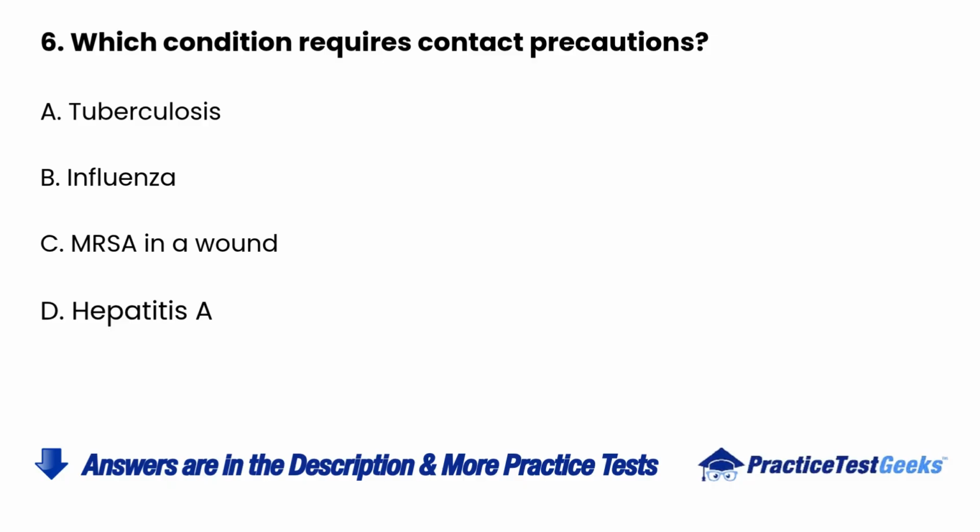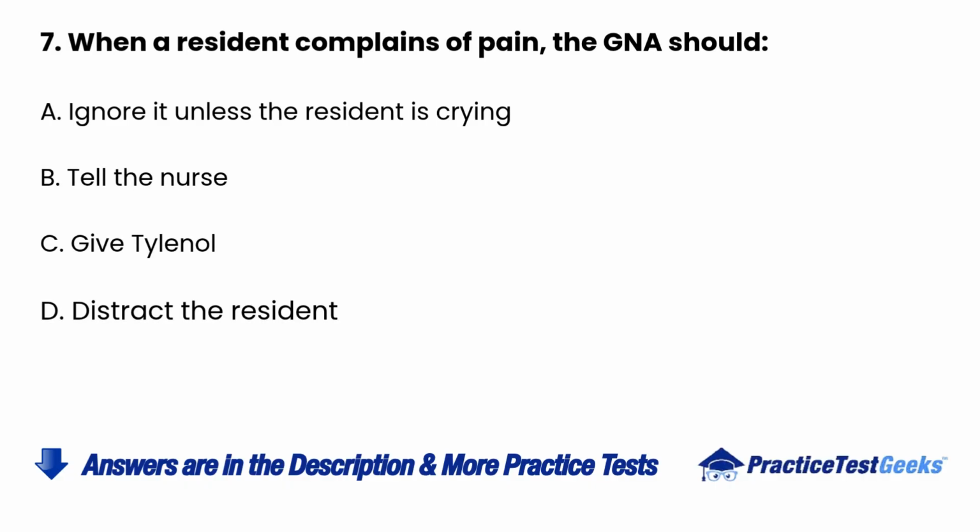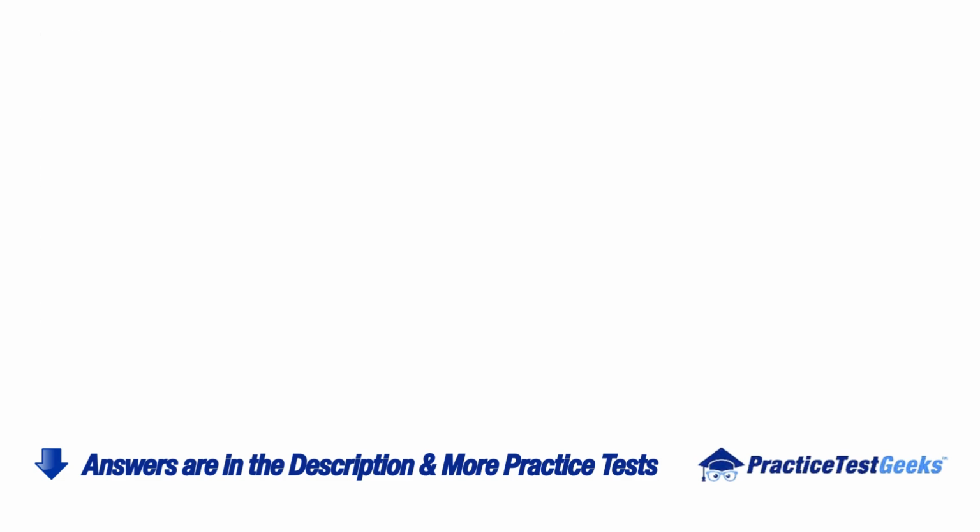A. Tuberculosis. B. Influenza. C. MRSA in a wound. D. Hepatitis A. 7. When a resident complains of pain, the GNA should A. Ignore it unless the resident is crying. B. Tell the nurse. C. Give Tylenol. D. Distract the resident.